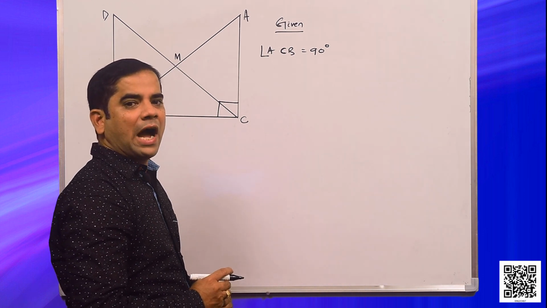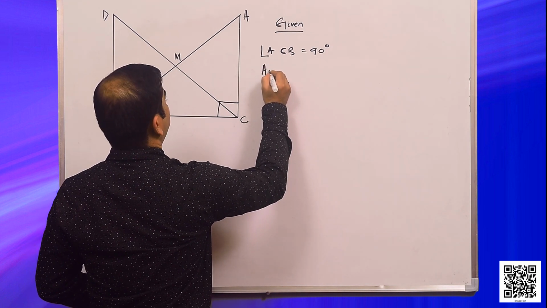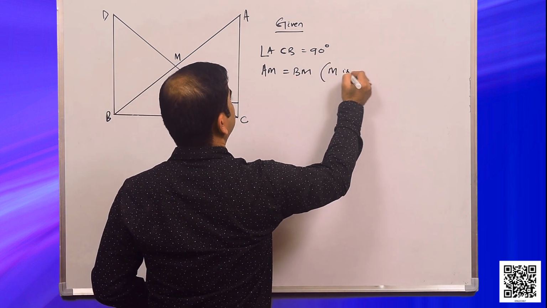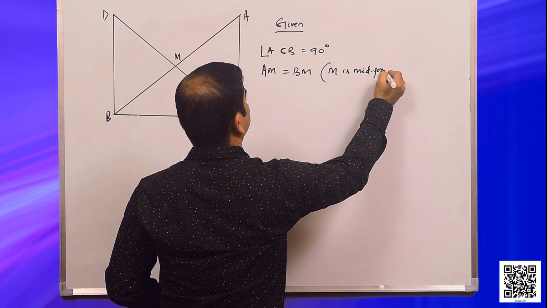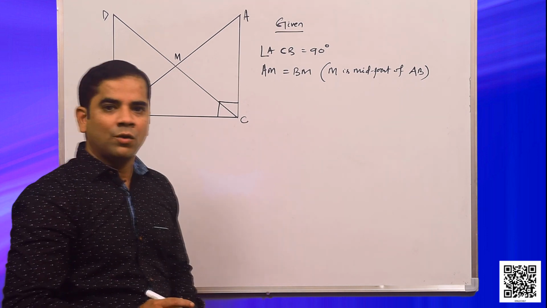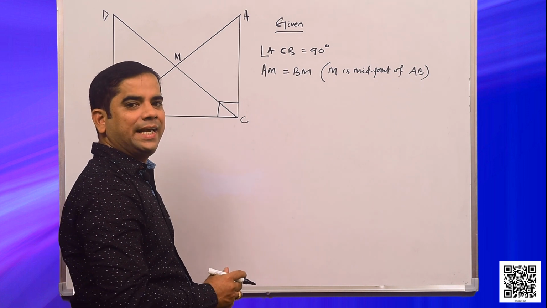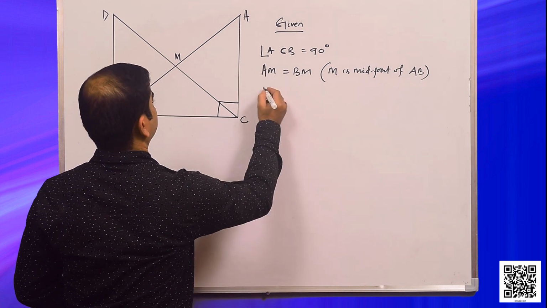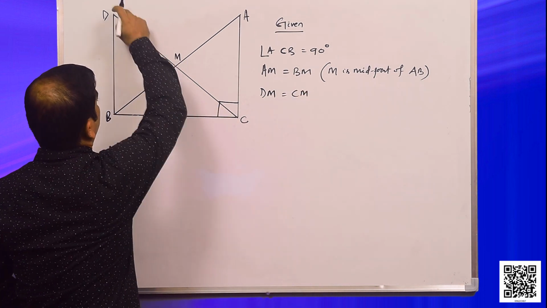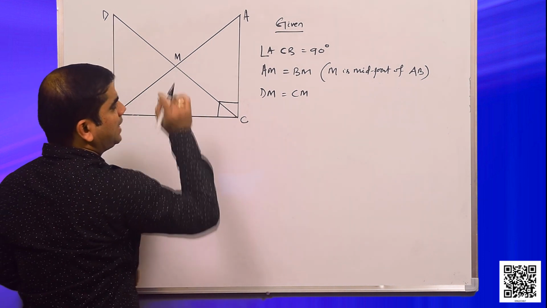M is the midpoint of hypotenuse AB. That means AM is equal to BM as M is the midpoint of AB. Okay. C is joined to M and produced to a point D such that DM is equal to CM. What it says: C is joined to M and produced to D such that DM is equal to CM.